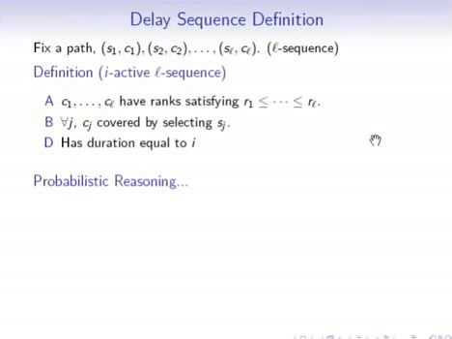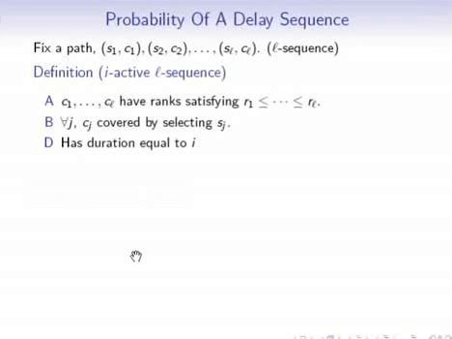So let's see how we're going to go through this probabilistic reasoning for our particular analysis. Each of these events, A, B, and D, has some probability associated with it. In particular, the probability of D is just the probability that a negative binomial random variable is equal to I. Another thing we can do is argue that each of these three events is independent.